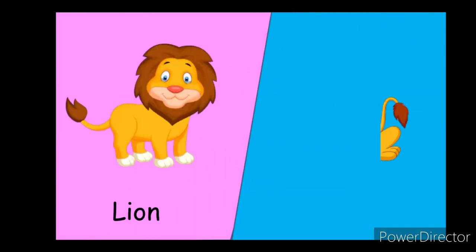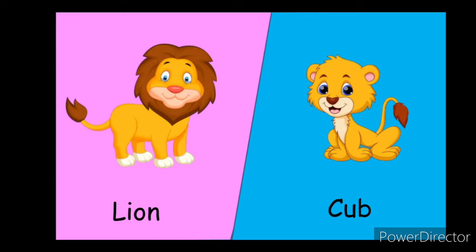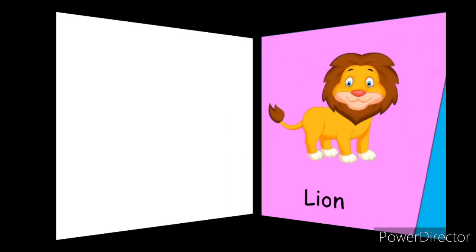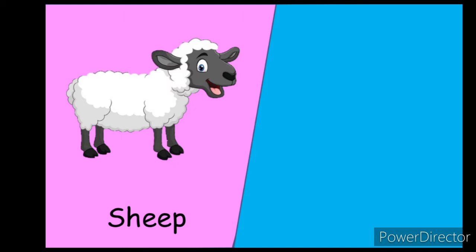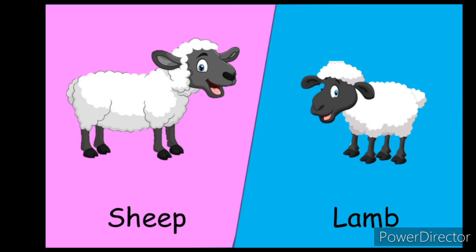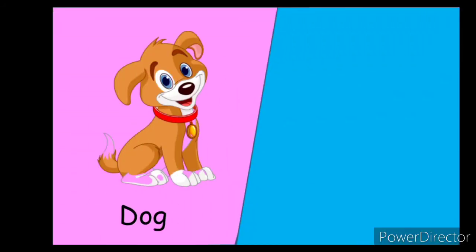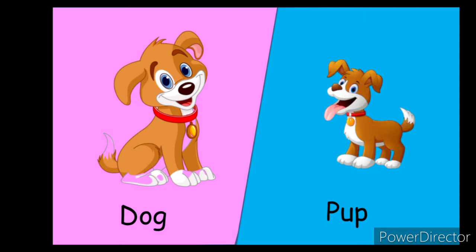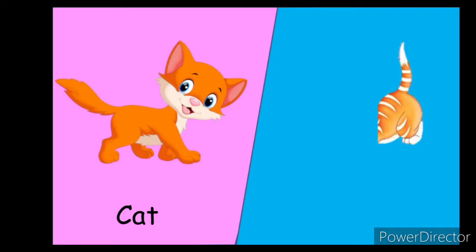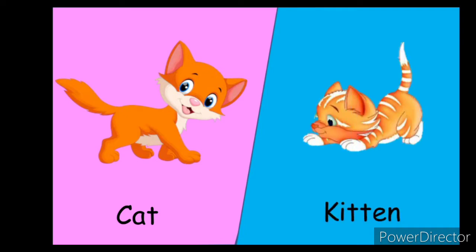Lion. Young one of lion is called cub. Which animal is this? Sheep. Young one of sheep is called lamb. Dog. Young one of dog is called pup. Cat. Young one of cat is called kitten.